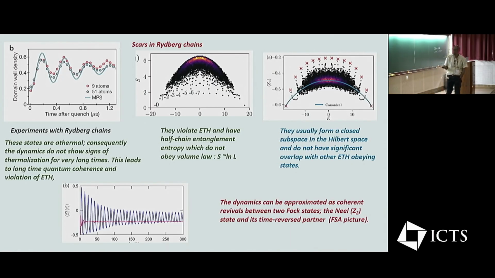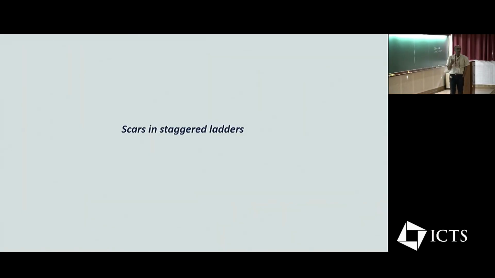And this dynamics, which you see here of, let's say, expectation of magnetization or some such stuff, starting from an initial Néel state, can be approximated using a technique called the forward scattering approximation as coherent revival between two Fock states, the Néel and its time-reversed partner, which we commonly call Z2 and Z2 bar. So this is also an approximate picture, but it more or less gives the correct understanding of this kind of scar states.